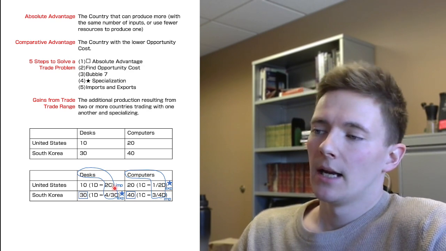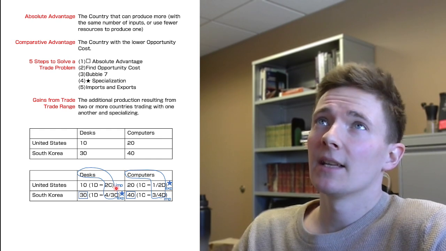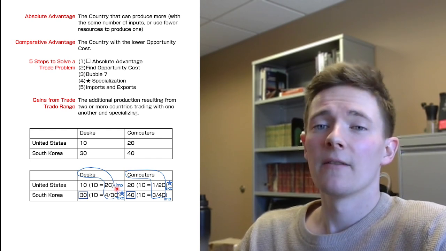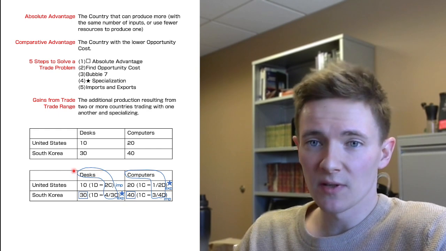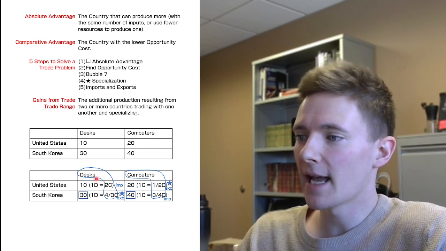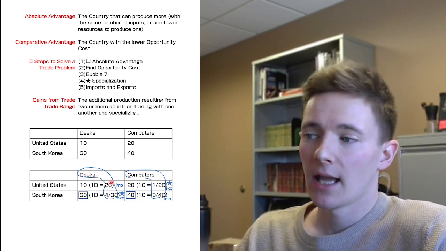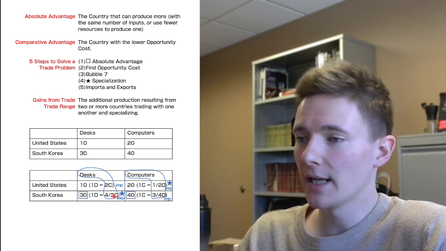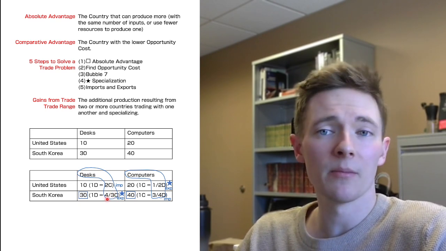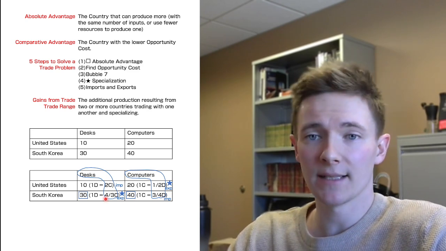So another thing I would say is if you're asked something like, is 1 desk for 3 computers a good trade? Find the first thing that is in terms of 1, and then just focus on that column. So desks, 1 desk for 3 computers. Is it a good trade? And then you might have to say, is it a good trade for who? All right. So it would be a good trade for South Korea because they're selling desks and they would want a high price for that desk, right?